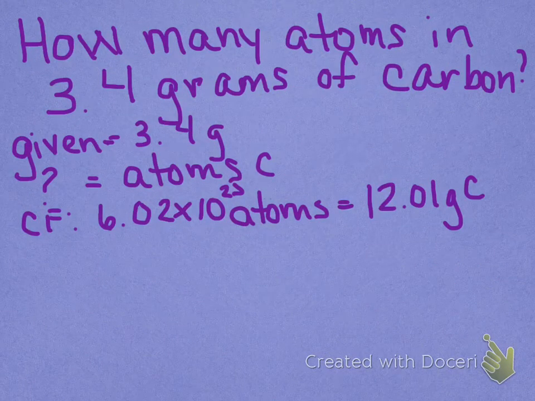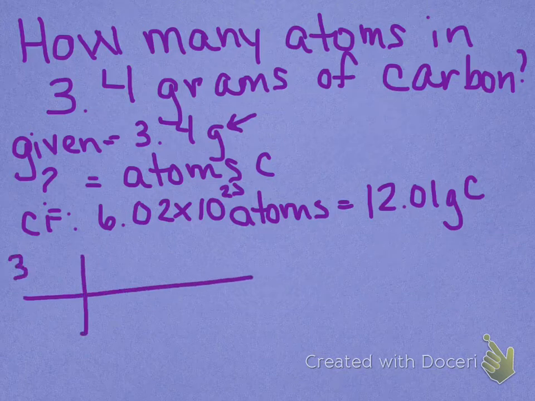This is how many atoms in 3.4 grams of carbon. In the problem, our given is 3.4 grams of carbon. We're looking for the number of carbon atoms. So our conversion factor is going to be 6.02 times 10 to the 23rd atoms is equal to 12.01 grams of carbon.